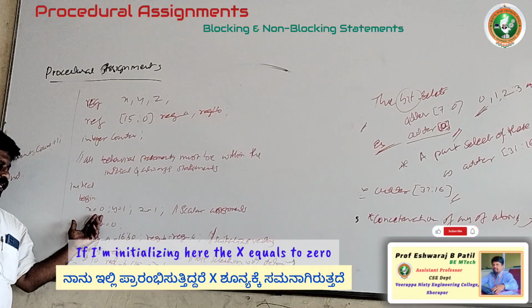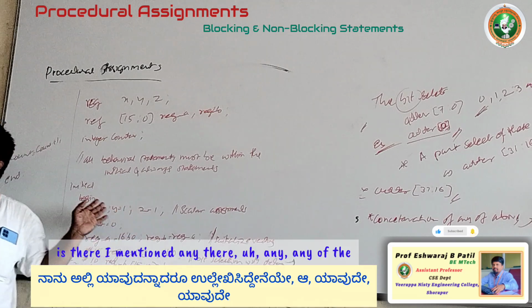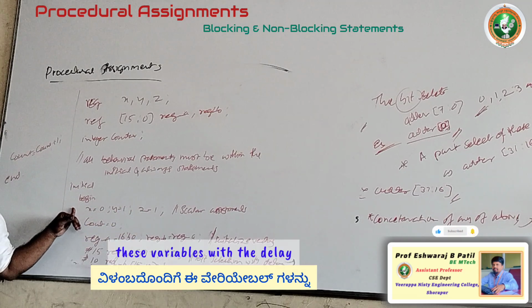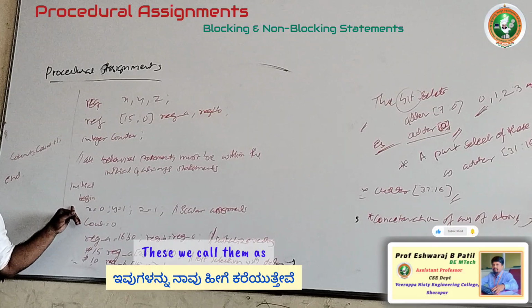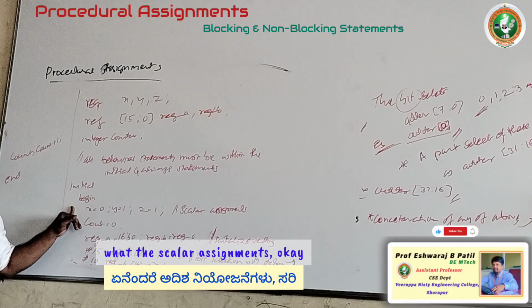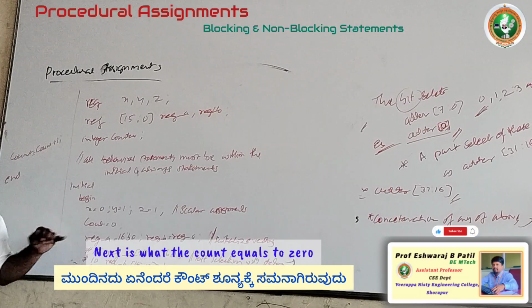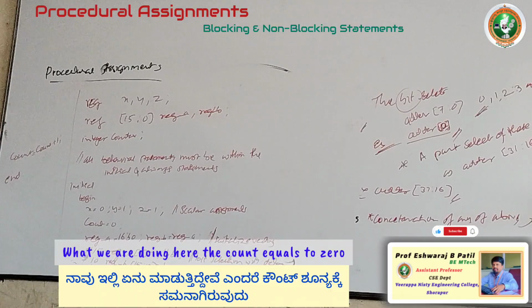If I am initializing here x equals 0, y equals 1, z equals 1, did I mention any delay with any of these variables? No delay. These we call scalar assignments. Next is count equals 0. You are initializing the count equals 0.